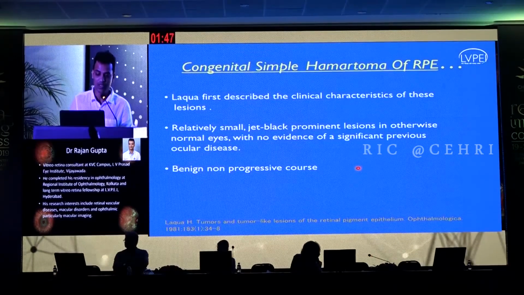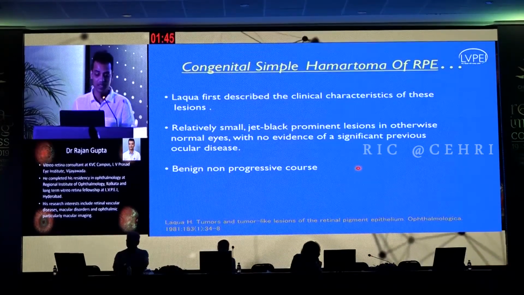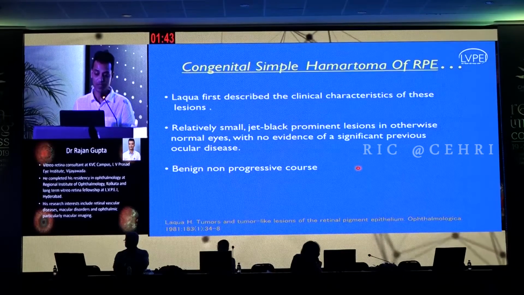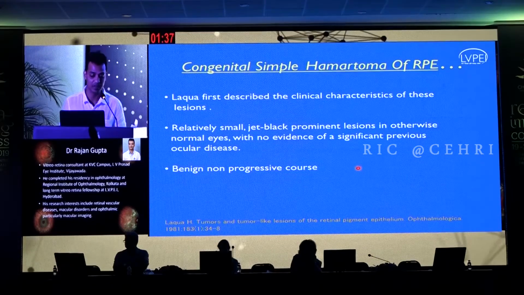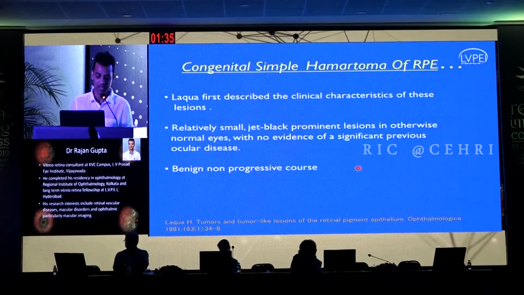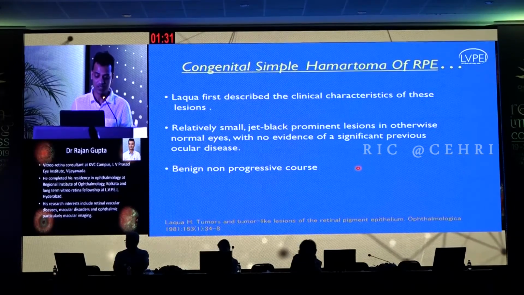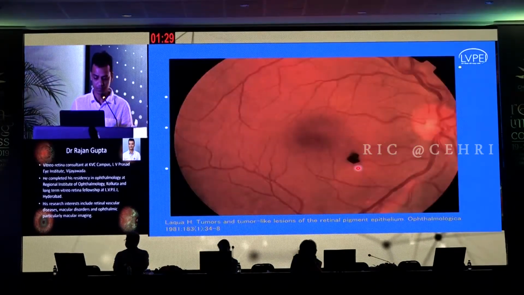Now, coming to the congenital simple hamartoma of the RPE, these were described by Lacroix, and the clinical characteristics were jet black prominent lesions in otherwise normal eyes with no evidence of significant previous ocular disease. These are benign, non-progressive, and most of the patients are diagnosed incidentally.